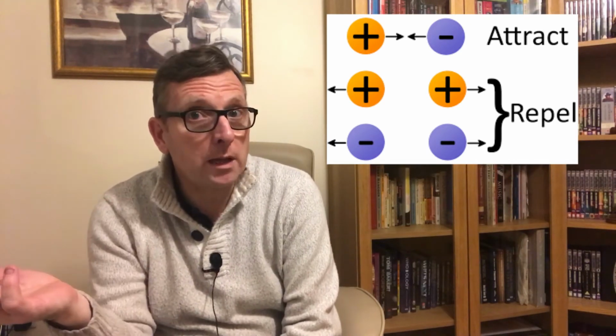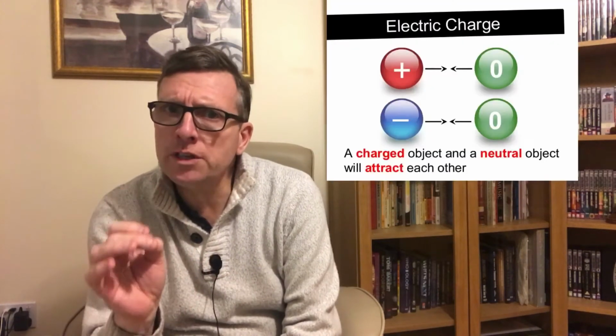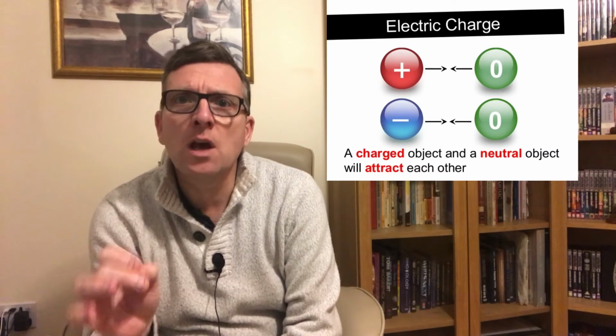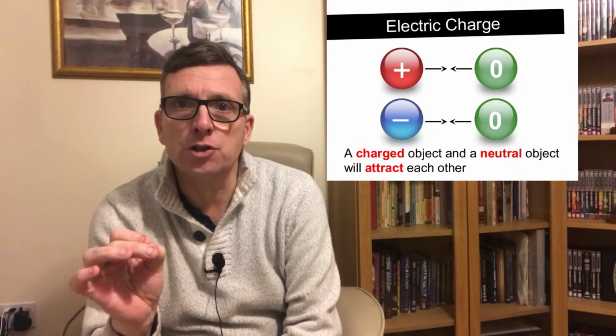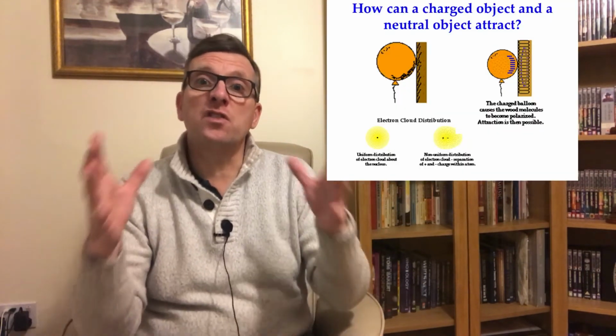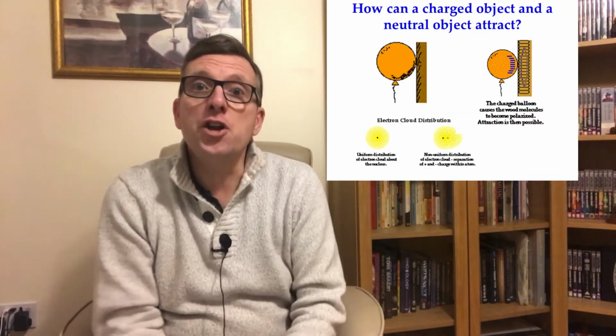Now remember that two objects that have opposite charges will attract each other, and also objects having the same charge will repel. Now what many students do forget though is that both positive and negative charged objects will attract and be attracted to objects with no charge, neutral objects. It's why when you rub a balloon and induce a static charge, it sticks to a neutral wall.